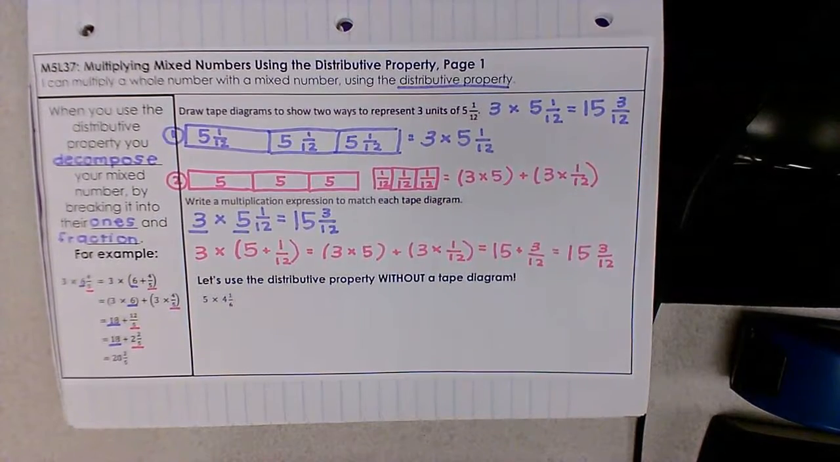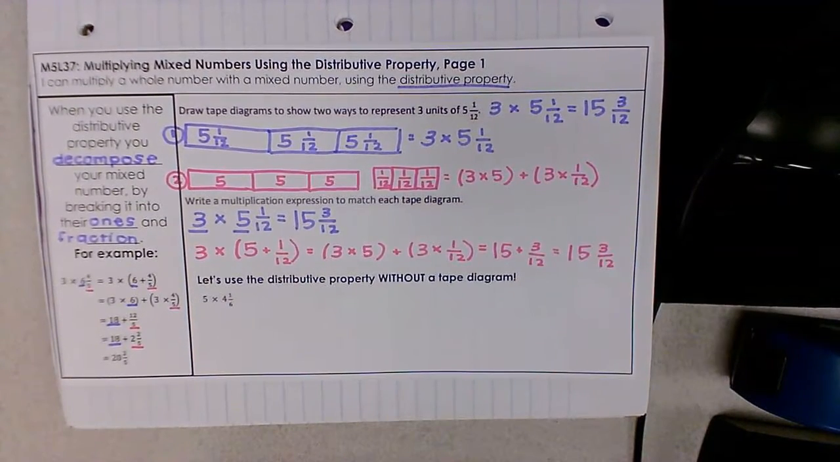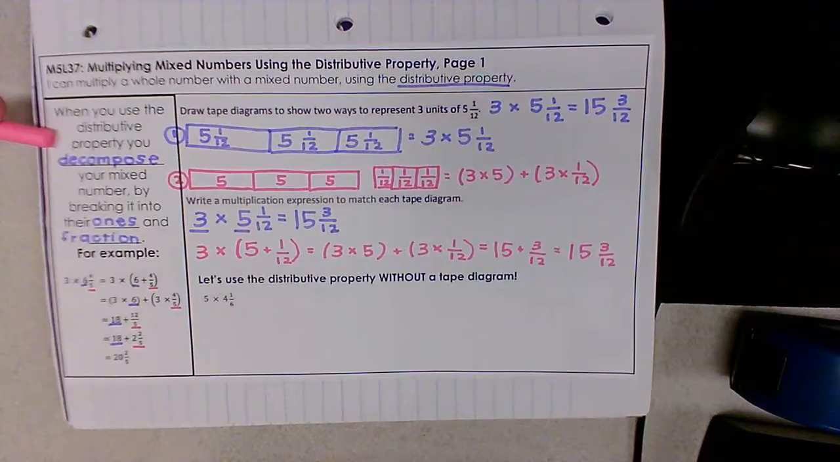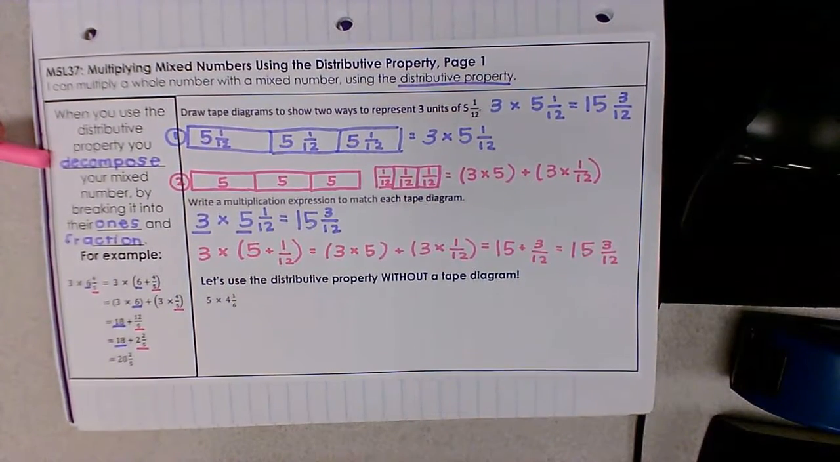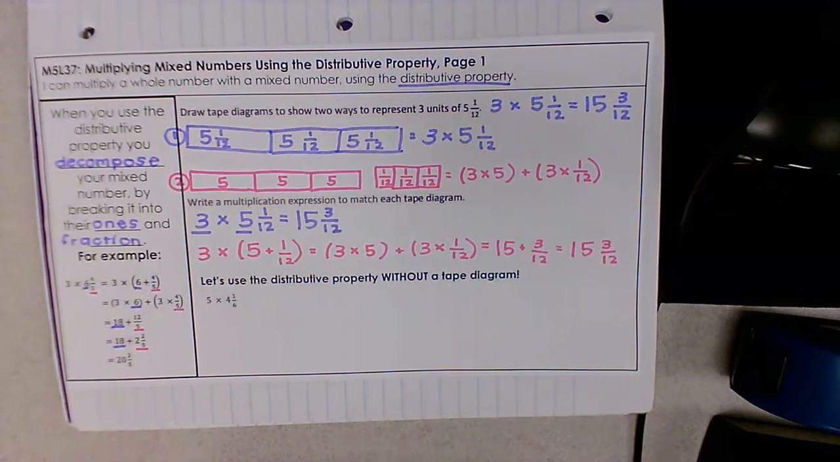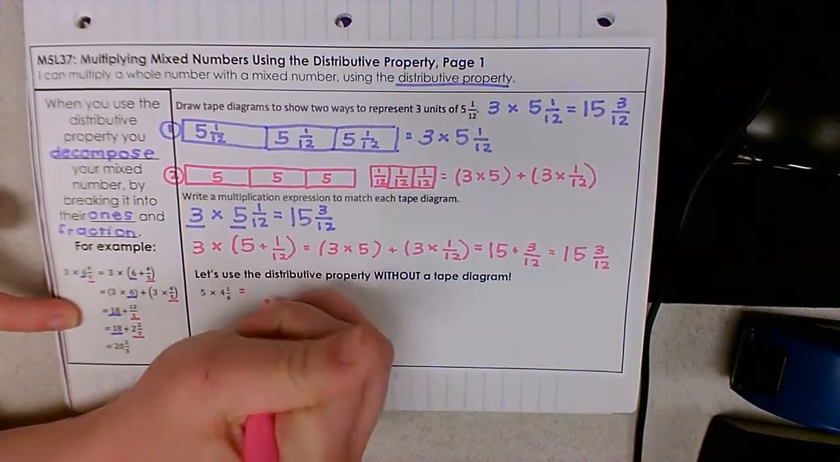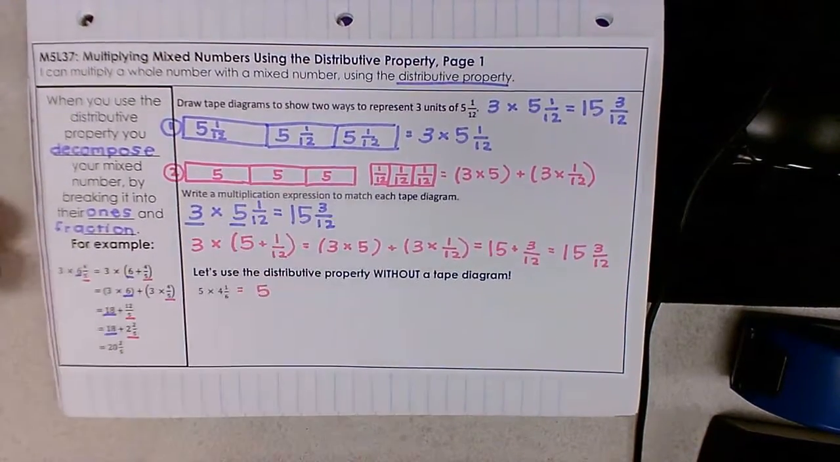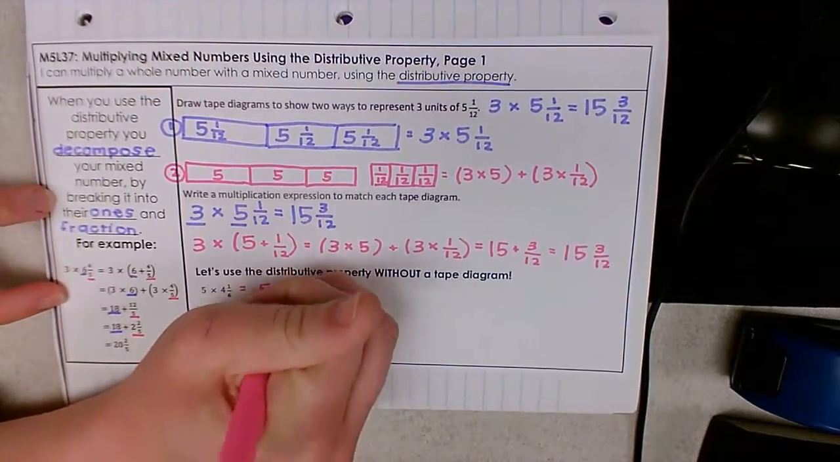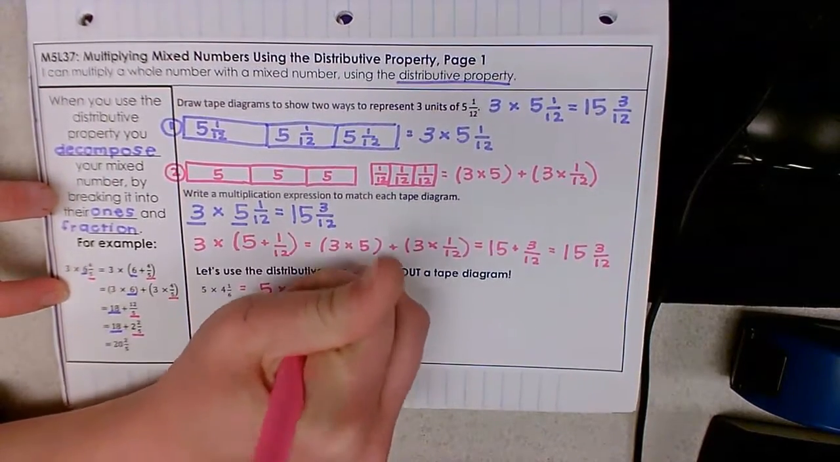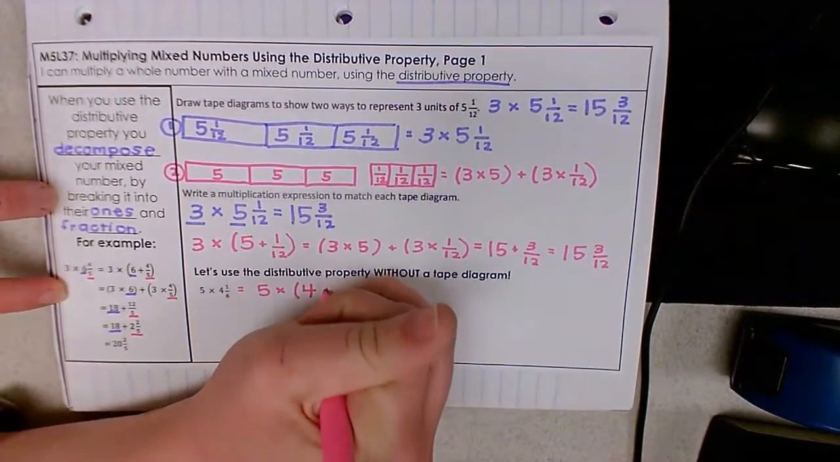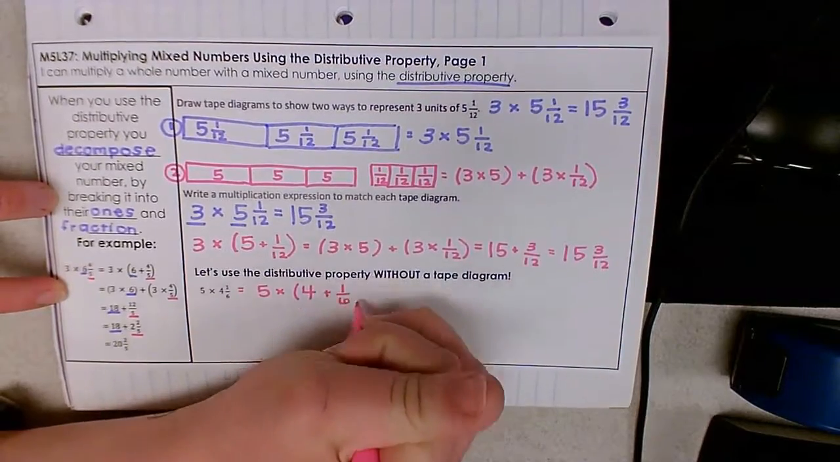Let's practice this distributive property, only this time we're not going to use a tape diagram to model it. We're just going to be using our passing out of the numbers. 5 times 4 and 1/6. When you use the distributive property, you're going to decompose your mixed number, which means we're going to start by decomposing 4 and 1/6. Instead of saying 5 times 4 and 1/6, I'm going to say 5 times 4 plus 1/6.